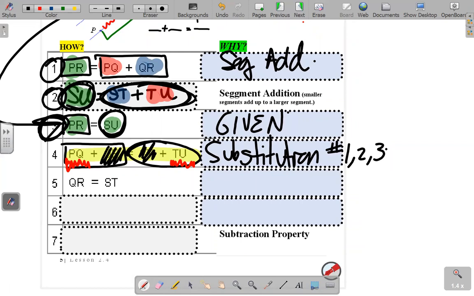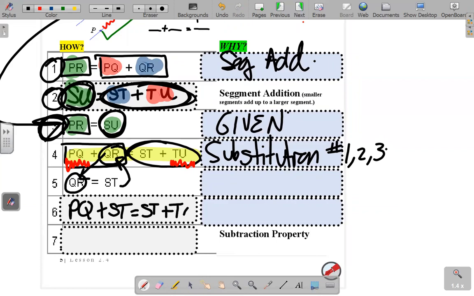You can only subtract that, which is exactly the same. So do you see QR? I could swap out QR and put what in its place? Oh, yes. PQ plus ST equals ST plus TU.